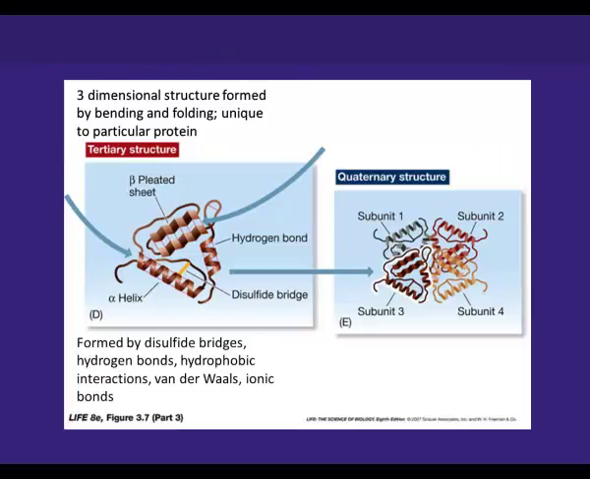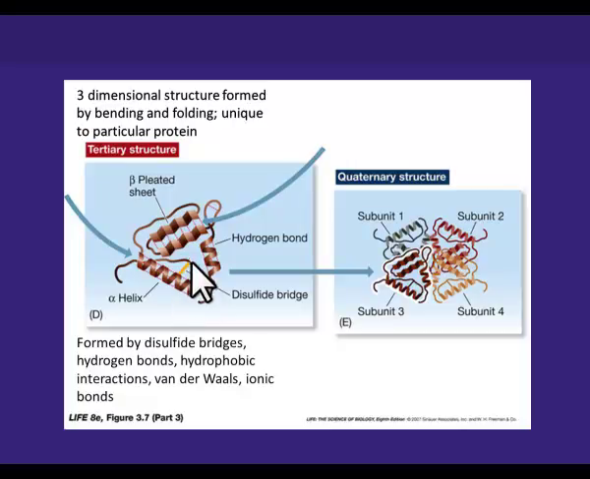The next level of protein structure that we're going to consider is the tertiary structure. This refers to the 3-dimensional structure formed by the bending and folding that gives the overall 3-dimensional structure of the protein. This is unique to a particular protein and is also a function of the sequence of amino acids. In addition to the sequence of amino acids, there are other kinds of bonds that help form this 3-dimensional structure. Remember when we talked about cysteine and the fact that it formed a special kind of bond with other cysteines? I referred to these as disulfide bridges.